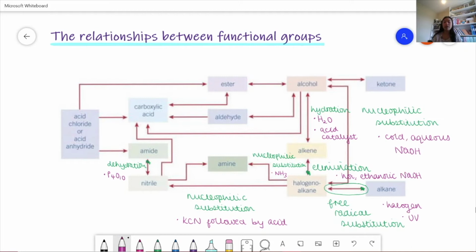And then to go from a nitrile to an amine, this is a reduction reaction. So we have a reduction reaction here. And this is our reduction that we looked at with the hydrogen and nickel catalyst.